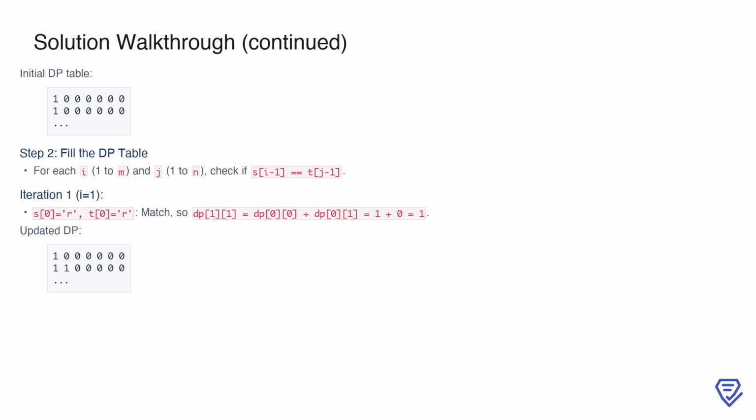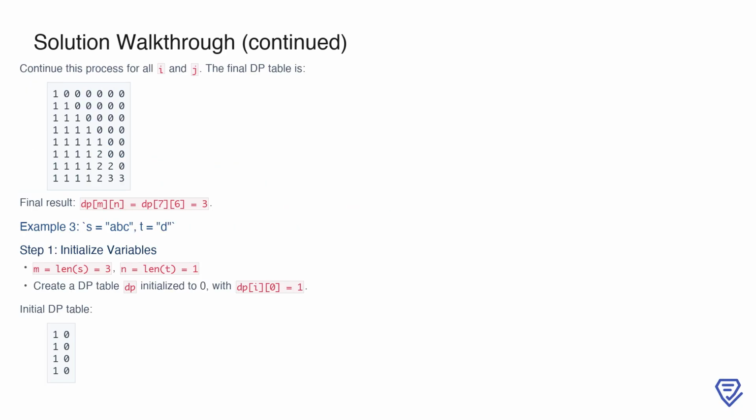Since they match, we calculate DP[1][1] as DP[0][0] plus DP[0][1], which equals 1. The updated DP table reflects this calculation. As we continue filling out the DP table for all values of i and j, we reach the final state of the table, where each value represents the cumulative number of ways subsequences of S match T. For this example, the completed DP table shows that the value at DP[M][N], which is DP[7][6], is 3. This means there are 3 distinct subsequences of S that match T.